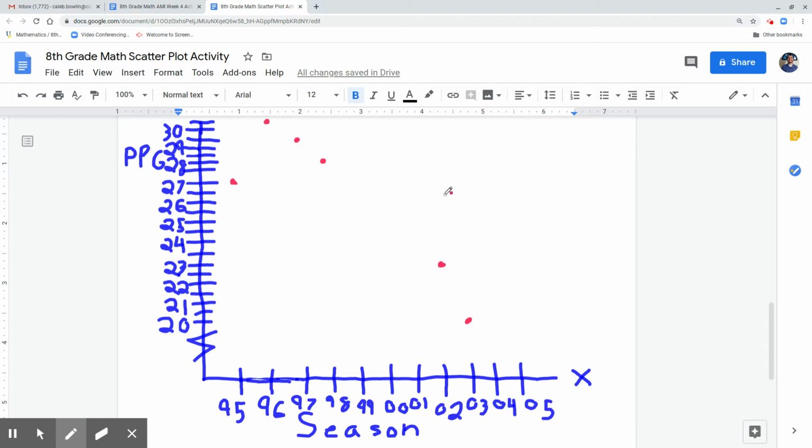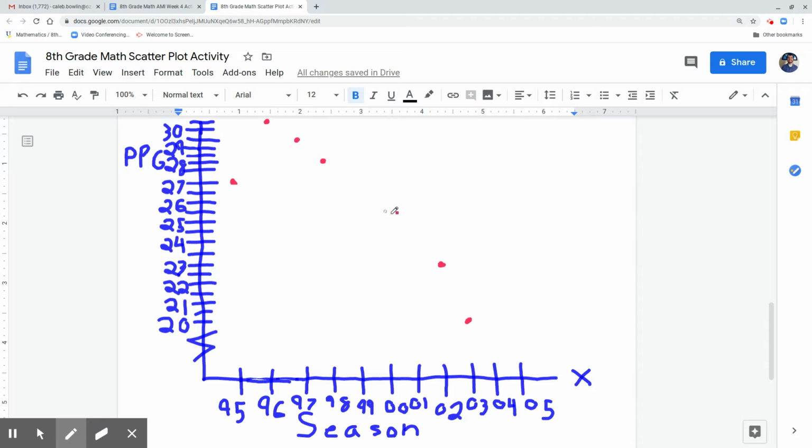Okay, so here are my points from my scatter plot. I have in the 94-95 season, Michael Jordan scored close to an average of 27 points per game. In 95-96, he scored close to 30.5. In 97, he scored close to 29.5. And then in the season ending in 98, he scored close to 28.5.